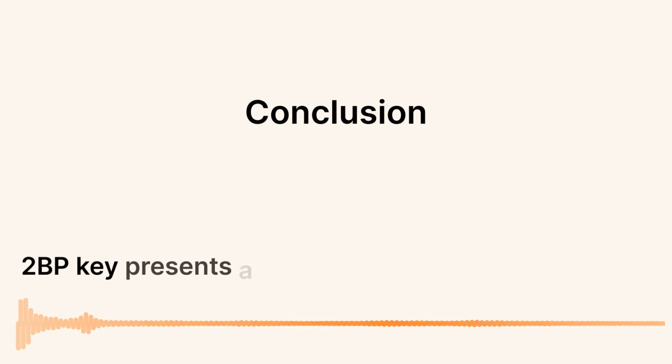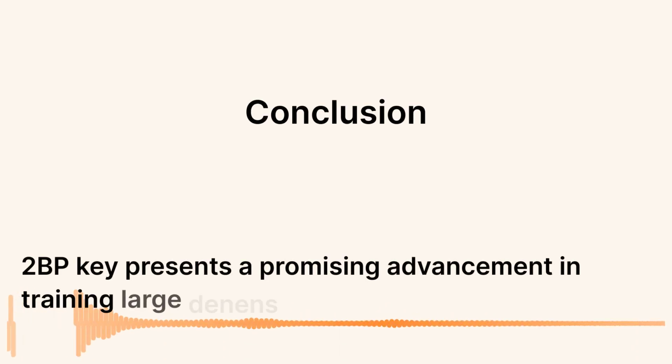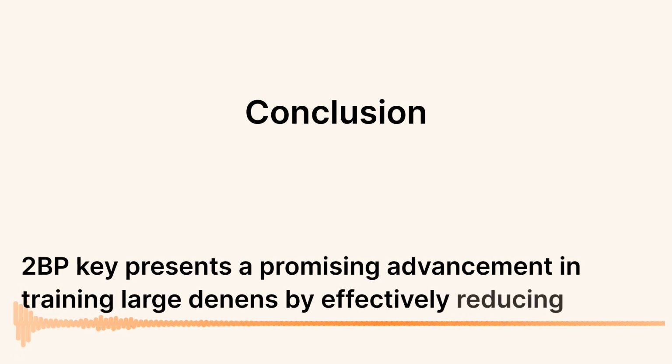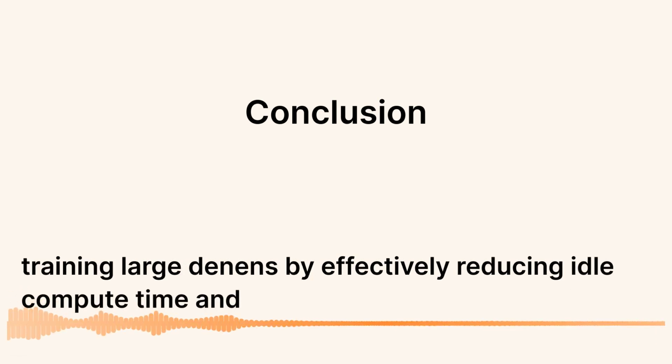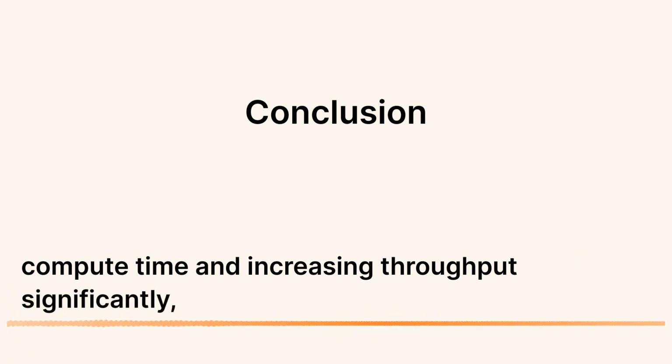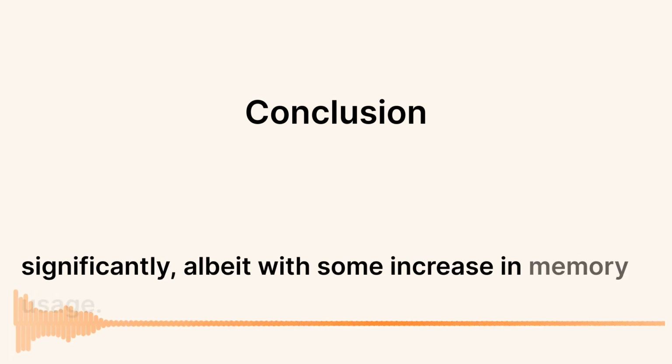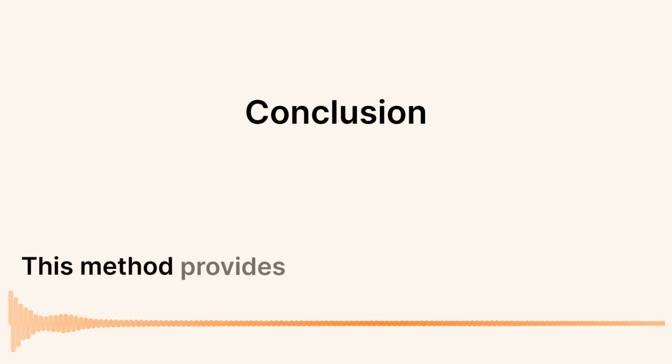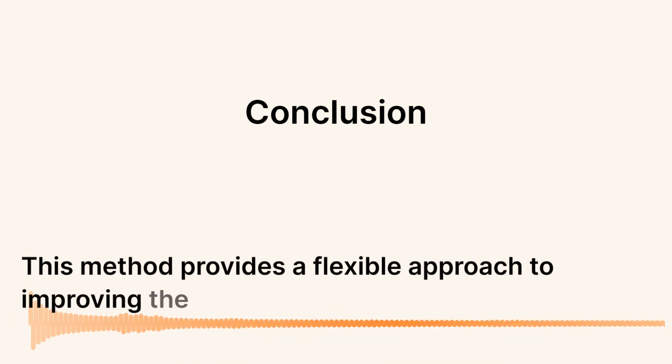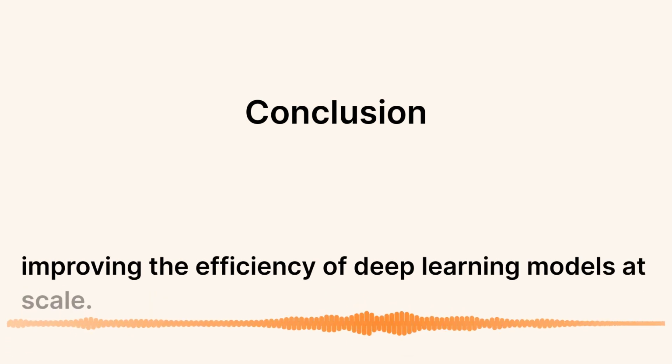2BP presents a promising advancement in training large DNNs by effectively reducing idle compute time and increasing throughput significantly, albeit with some increase in memory usage. This method provides a flexible approach to improving the efficiency of deep learning models at scale.